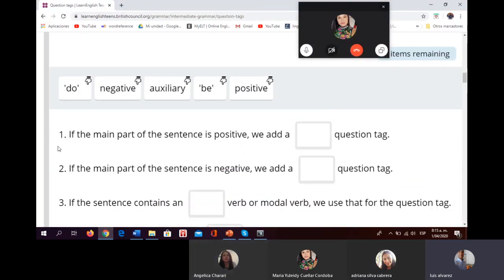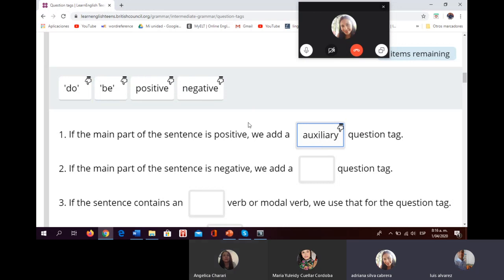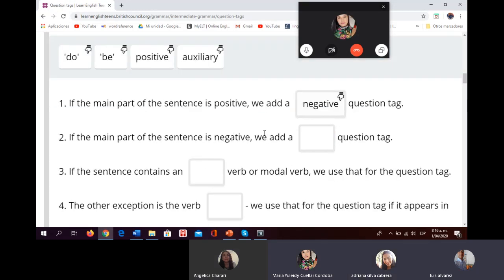There is one sentence for one of you. So let's start with Angelica. For you, you start with number one. If the main part of the sentence is positive, we add a tag question. Negative. Negative question tag. Yeah, negative. Fine. All right. This answer is in place.